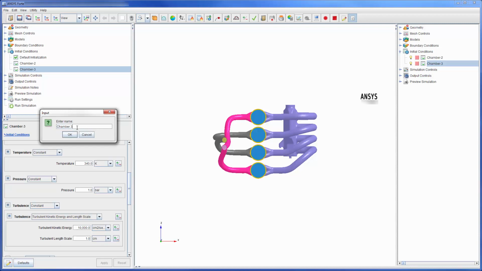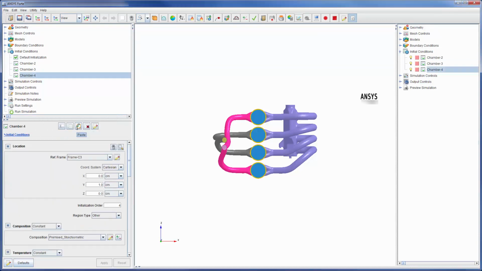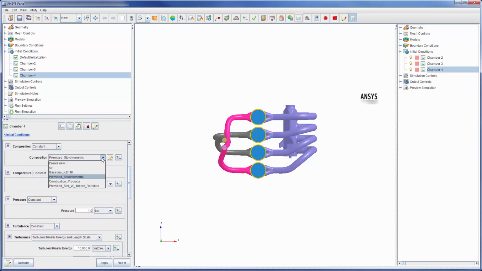Again, I will copy this condition and change the reference frame to create the cylinder 4 initialization condition. Cylinder 4 is at the top dead center during the starting crank angle, about to intake the fuel-air mixture. The flow is considered to be composed of mostly combustion products, and the temperature and pressure are approximately 600 Kelvin and 1 bar, respectively.